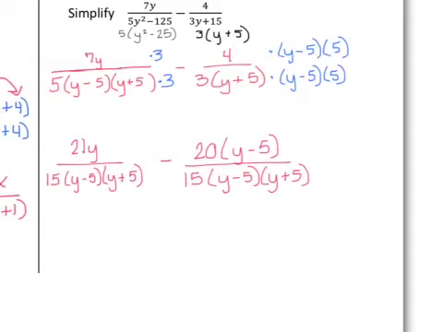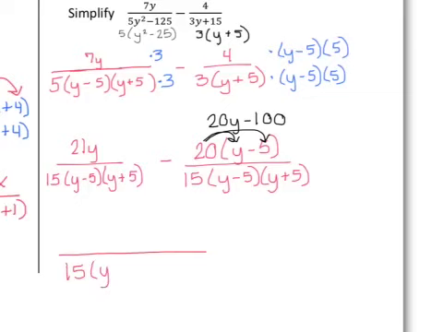If we keep simplifying, we can distribute right here: 20 into y and 20 into negative 5, so we get 20y minus 100. From here, let's make it just one fraction. So our denominator is 15, y minus 5, y plus 5. And then on top, we get 21y, and then what do we get after that?